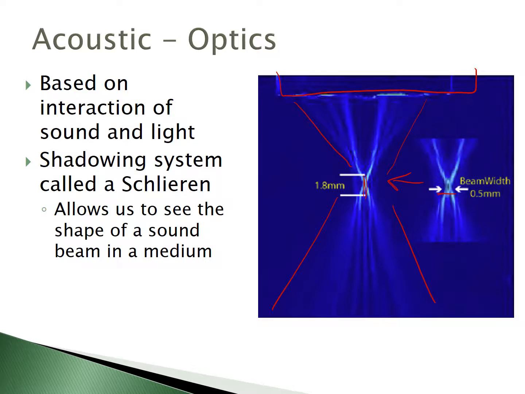So if we remember back to our earlier lessons about axial resolution and lateral resolution, objects would have to be at least 1.8 millimeters apart to be displayed as two separate objects in the axial plane. And for this one, objects would need to be at least half a millimeter apart in the lateral plane. So kind of interesting that we can actually see that beam profile.